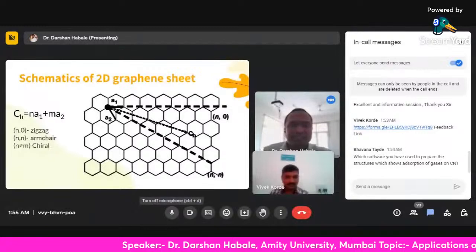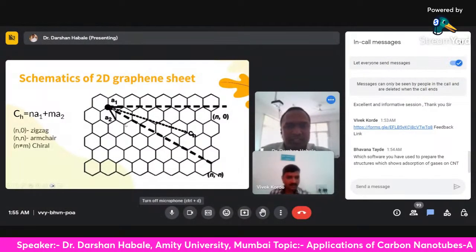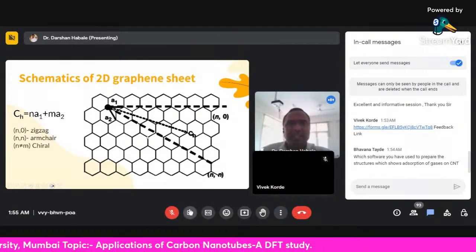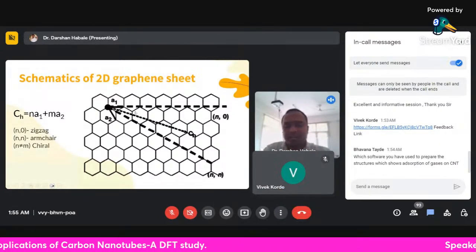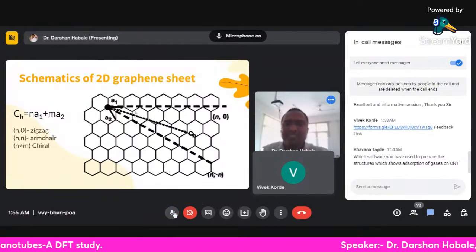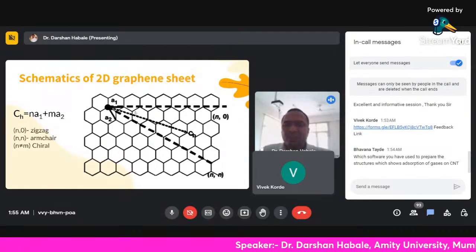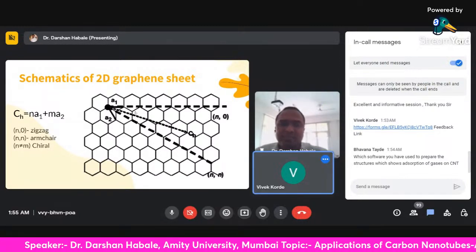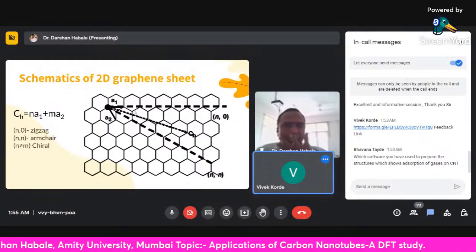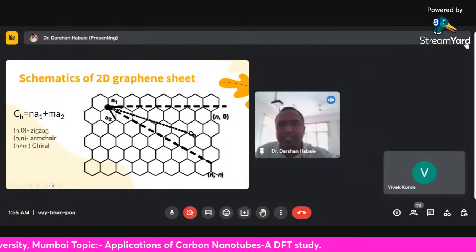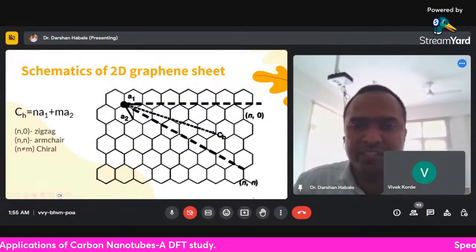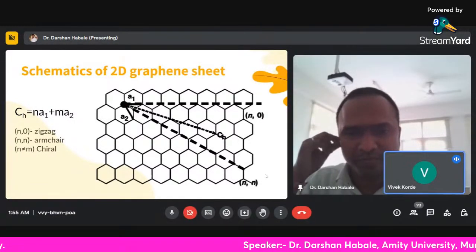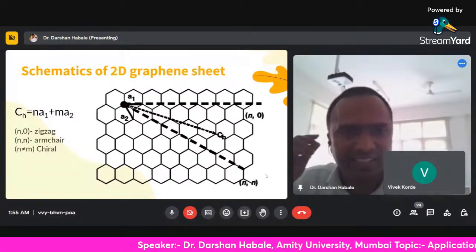Yes, sir. This is the graphene structure. So these all are carbon atoms. Six carbon atoms are there in a honeycomb lattice structure. It is just a plain sheet of carbon atoms, but the arrangement is a honeycomb lattice structure. So it is two dimensional. Let's say this is the x axis, this is the y axis. So it is just a two dimensional structure.